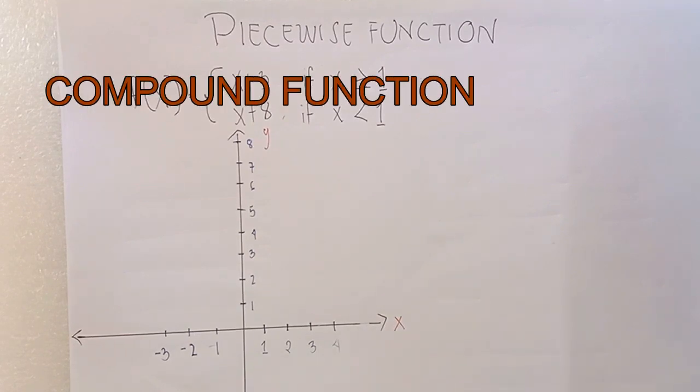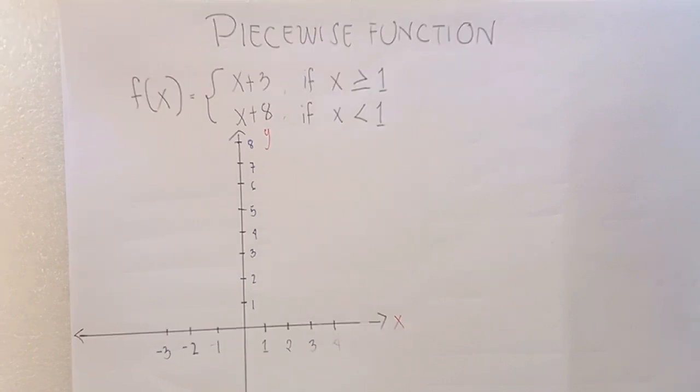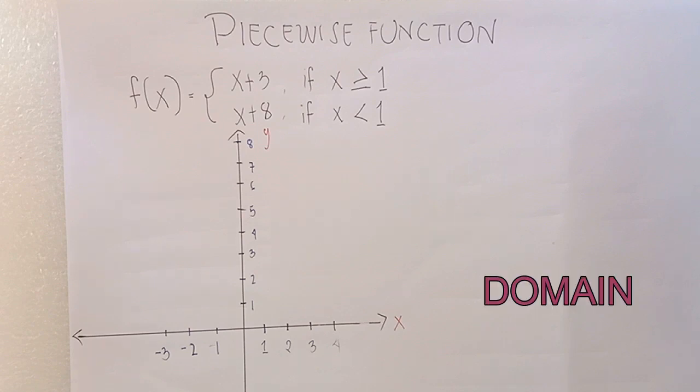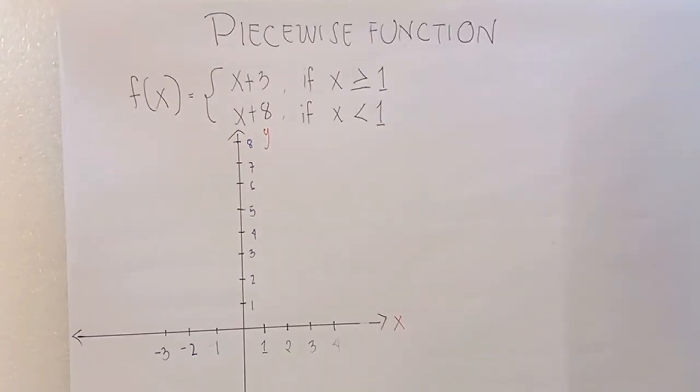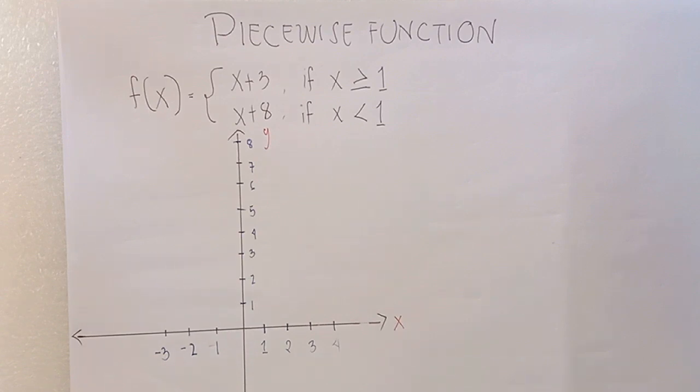A piecewise function, or a compound function, is a function defined by multiple sub-functions where each sub-function applies to a certain interval of the main function's domain. In other words, a piecewise function has more than one function, and each function has a limitation in terms of what values of x can be substituted into that function.